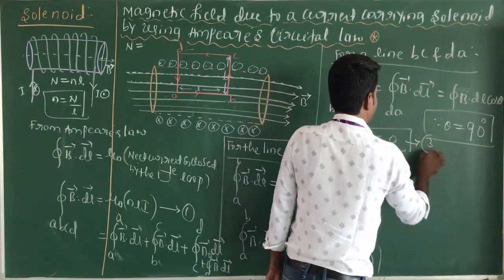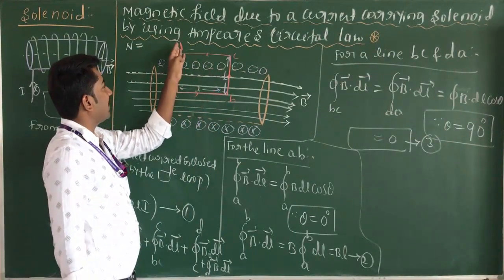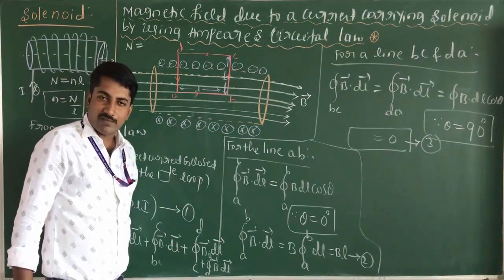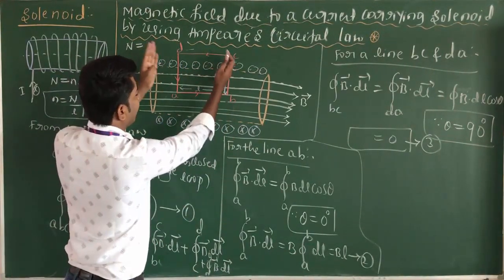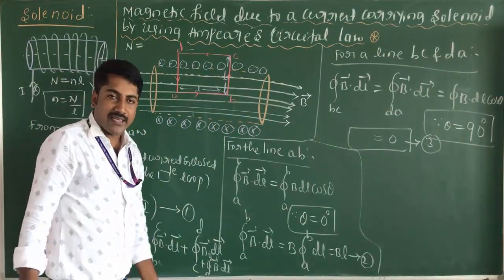This is equation number 3. The magnetic field due to the line BC and the magnetic field due to the line DA become 0 because these two lines are perpendicular to the direction of the magnetic field.